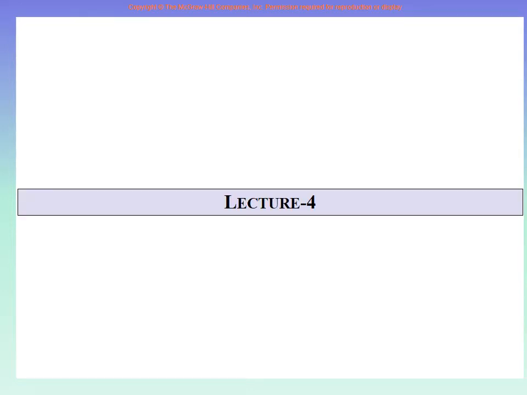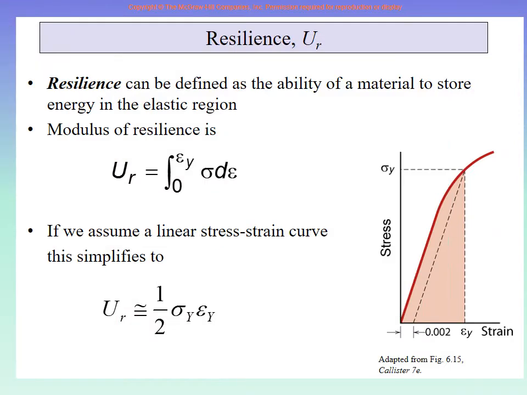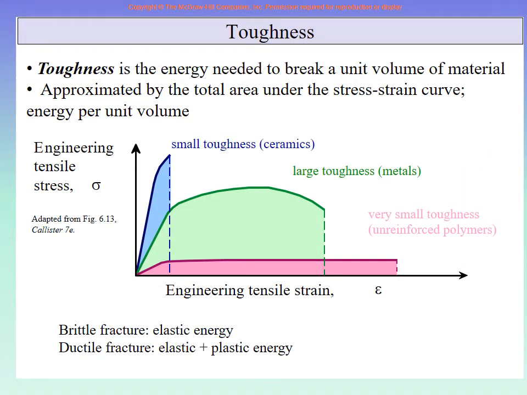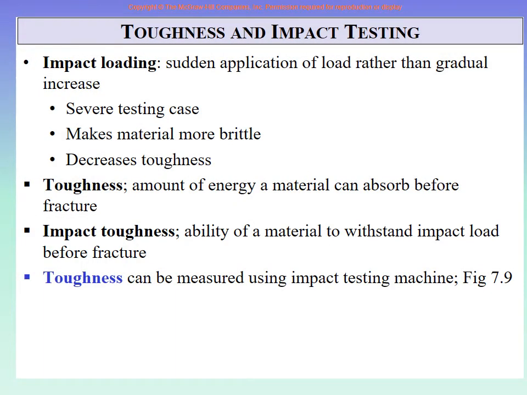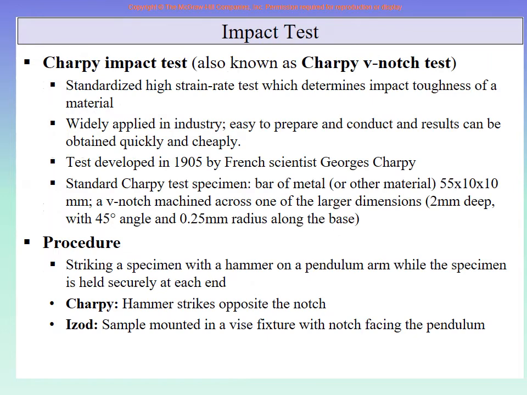So let us very quickly review what we covered last time. We defined and explained resilience. Then we defined toughness, the area under the whole stress strain curve. Then we talked of toughness and impact testing. What is impact loading? What is toughness? What is impact toughness? What is the Charpy impact test, the Charpy V-notch test, and the machine?